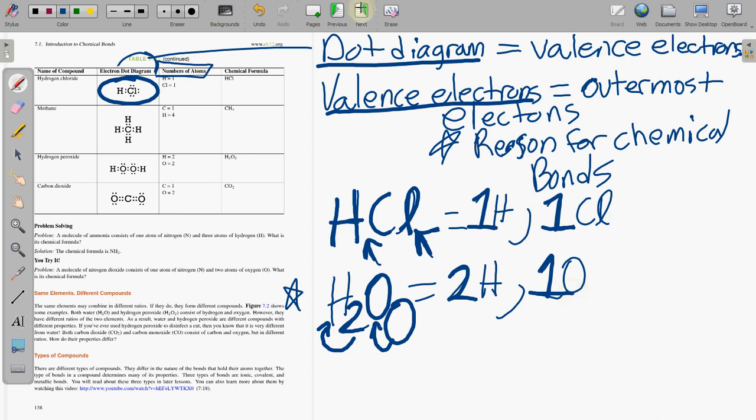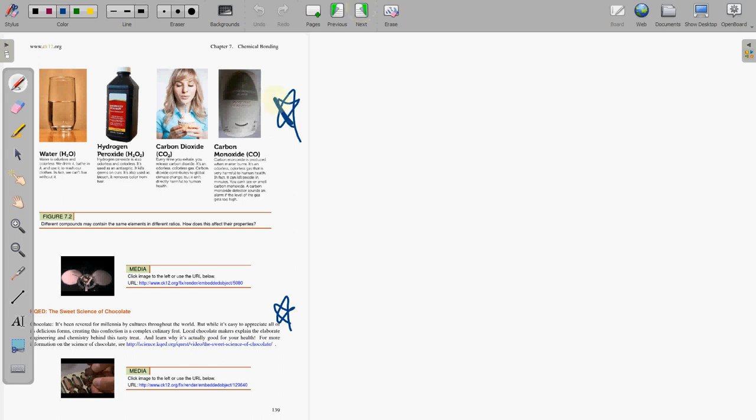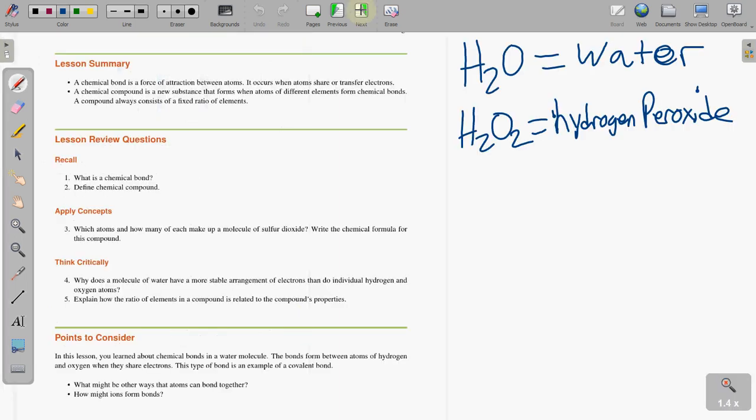Moving on. Again, here they're talking about water, hydrogen peroxide, carbon dioxide, and carbon monoxide. Down here, there's a bit about chocolate. There's a video you can watch. Might be interesting. Maybe give it a watch. All right. And that brings us to the summary.